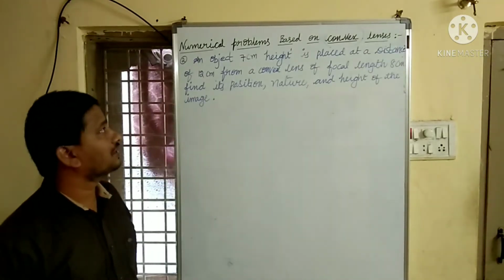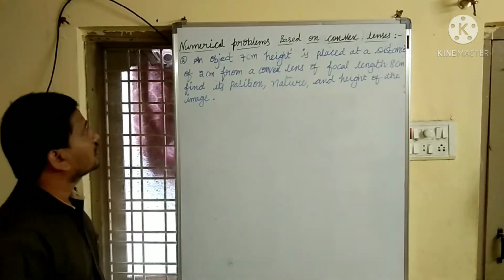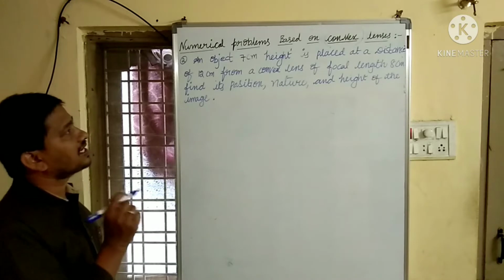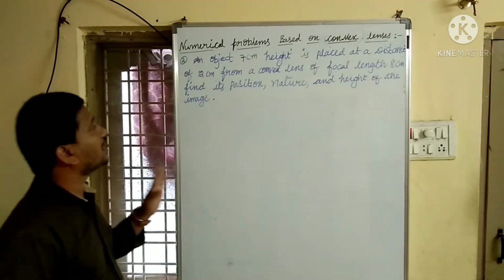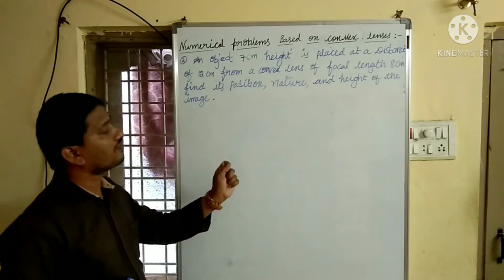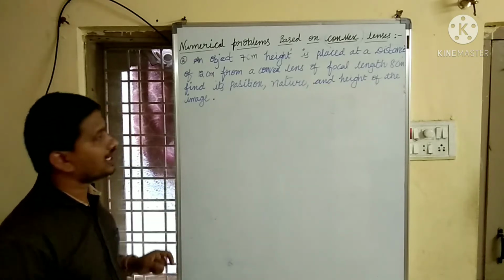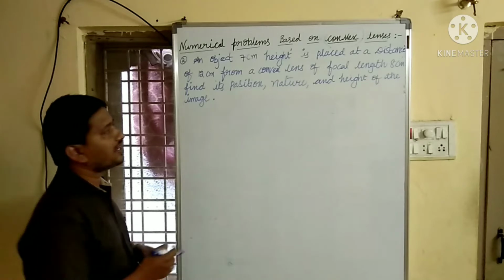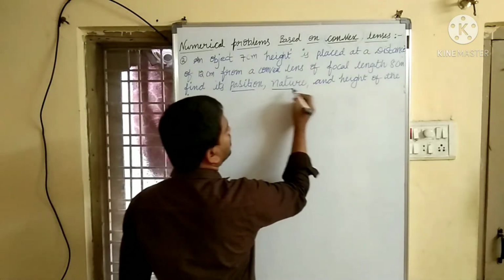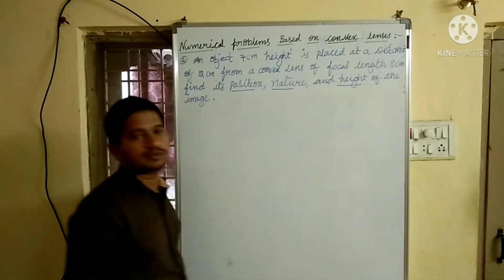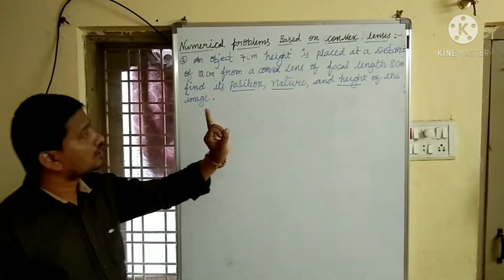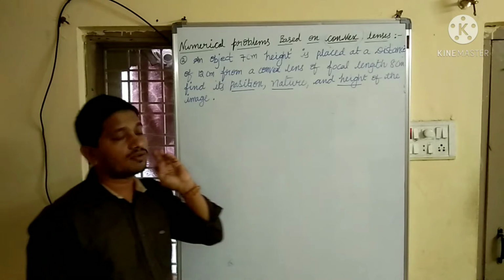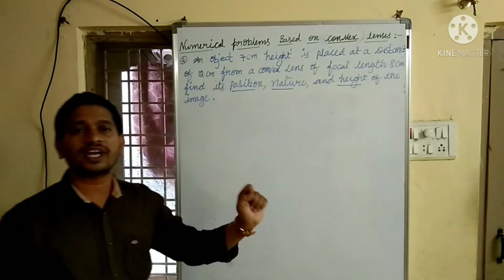Coming to the second question. An object 7 centimeter in height is placed at a distance of 12 centimeter from a convex lens of focal length 8 centimeter. Find its position, nature and height of the image. We need to find the position of the image, the nature of the image, and the height of the image.